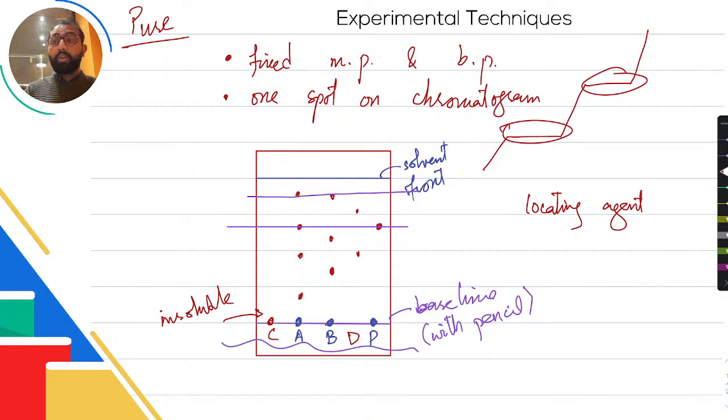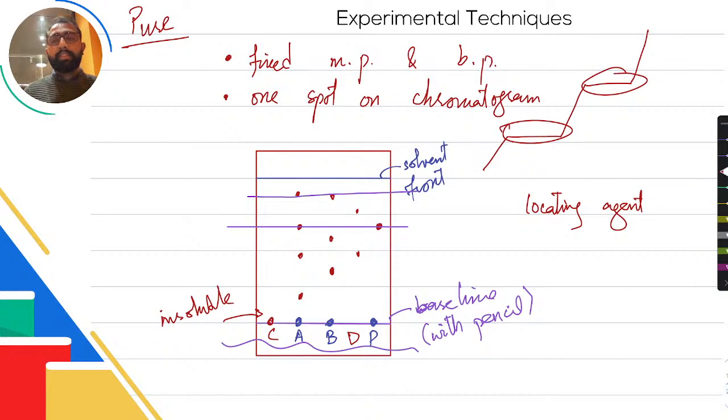So 4 things in chromatography. Number 1, thing must be soluble. If it is not soluble, it will not move. Number 2, baseline should be drawn with pencil. Number 3, RF value should always start from baseline and end up with the spot and then with the solvent front. That's how you find the RF value. And 4th thing, if you have colorless spots, use locating agent.